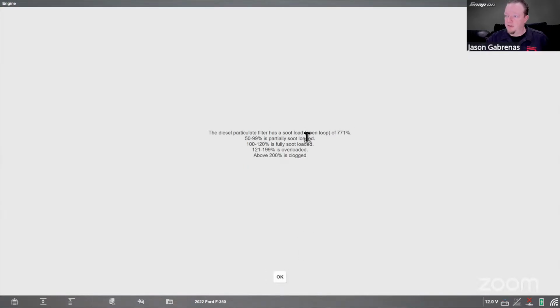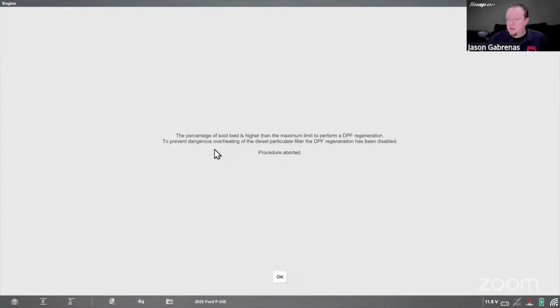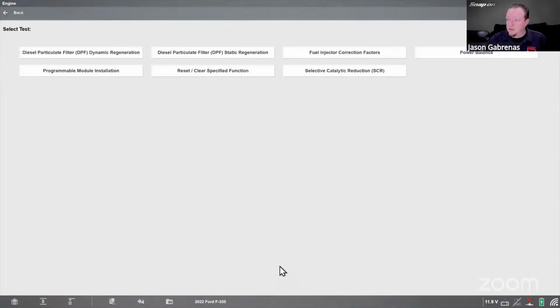And then it's going to give you a measurement of what the soot load is. So 50 to 98% is partial, 100 to 120% is full, 121 to 199 is overloaded, and above 200 is clogged. So in this case, yeah, we're very clogged. Simulator. But like I said, manufacturers oftentimes will give you something like this where if it's overloaded with soot, it's going to say it's higher than the maximum limit, so it's not going to allow you to do it. To prevent dangerous overheating of the diesel particulate filter, the DPF regen has been disabled. So you won't be able to do it.